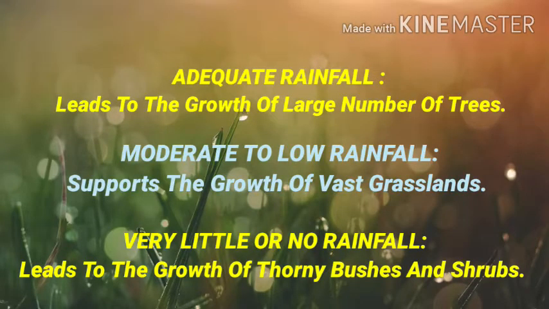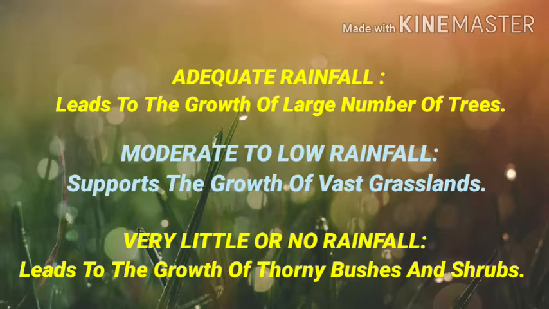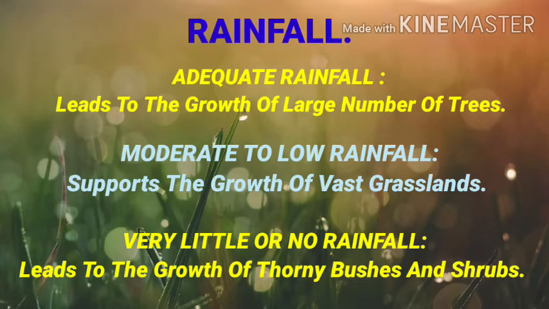Let us now quickly understand how the precipitation or rainfall influences the plant growth. Children, areas with ample or adequate rainfall support the growth of more trees, whereas the regions of moderate to low rainfall support the vast grasslands which grow in these regions. Not only this, the dry regions with very little or almost no rainfall support very little vegetation of thorny bushes and scrubs.